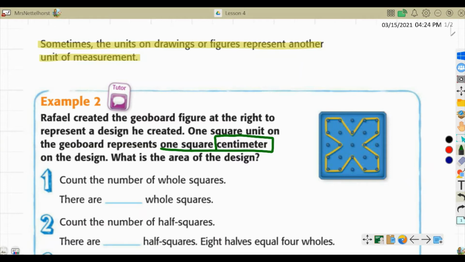Okay, so each square represents 1 square centimeter on the design. What's the area of the design? So number 1, we count the number of whole squares. So let's look at this one. And what I'm going to do is connect the dots on here so that I know where my whole squares are and my half squares.